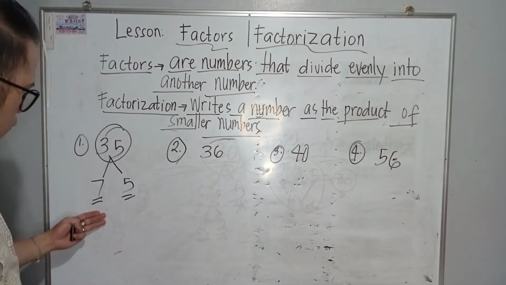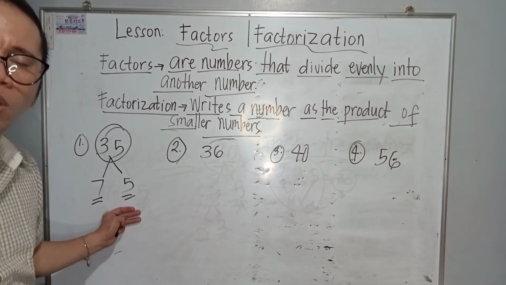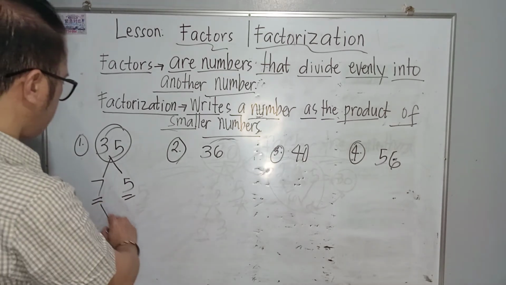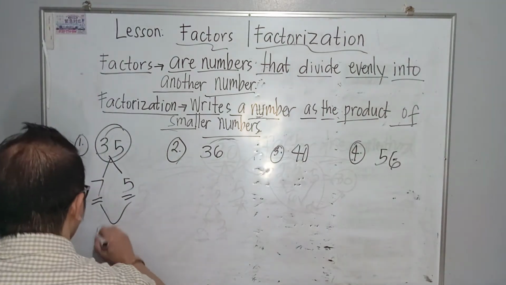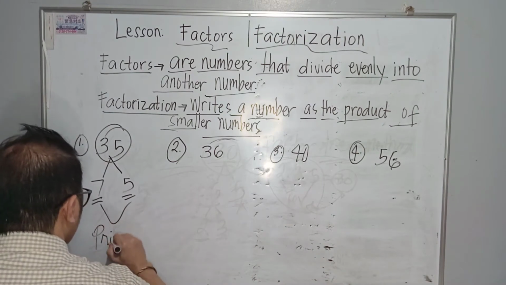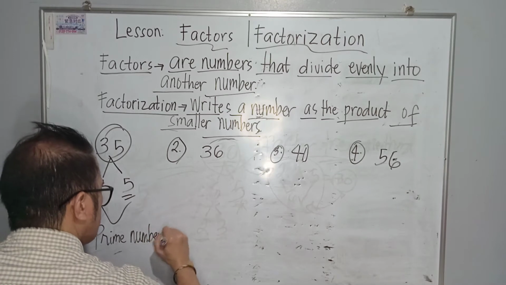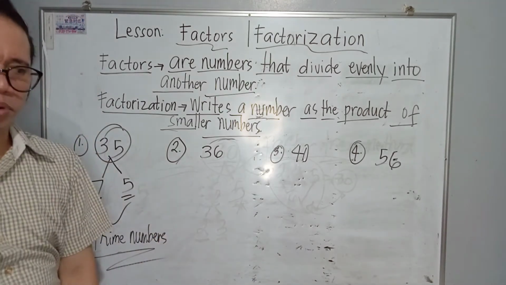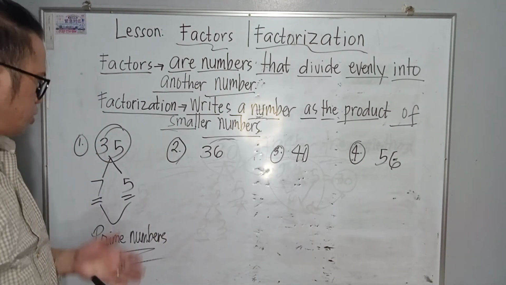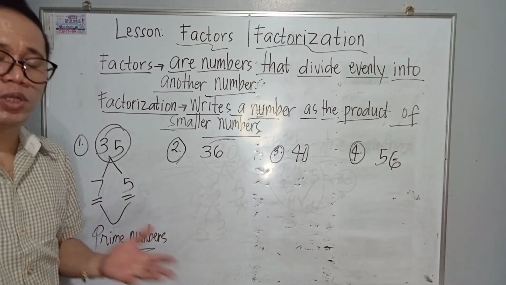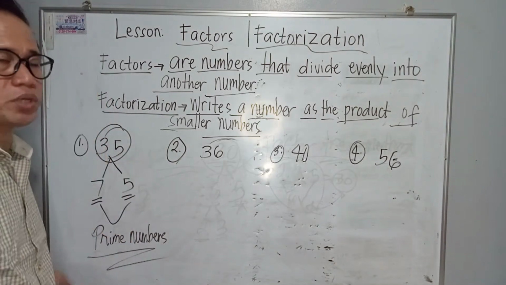Teacher Ram, do we have another factor besides 7 and 5? No. Why? Because 7 and 5 are prime numbers, my dear viewers. So there are no other factors. This is not a composite number.